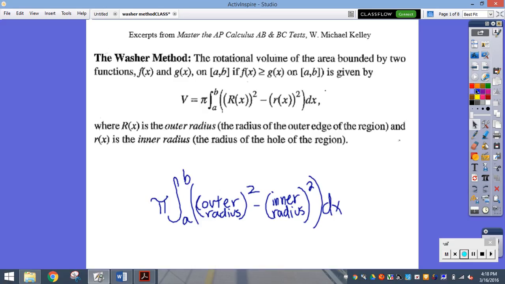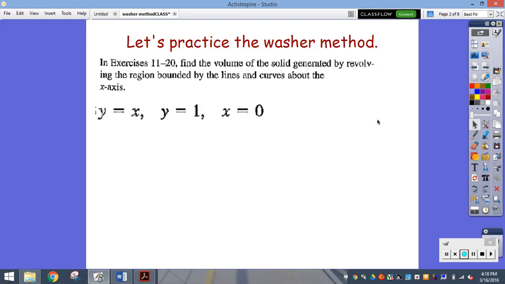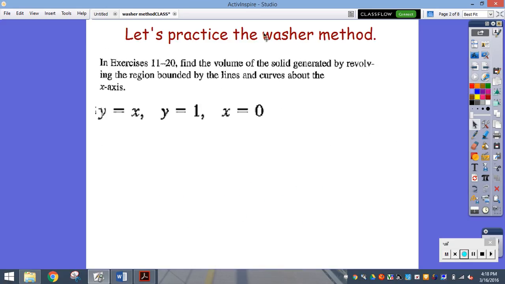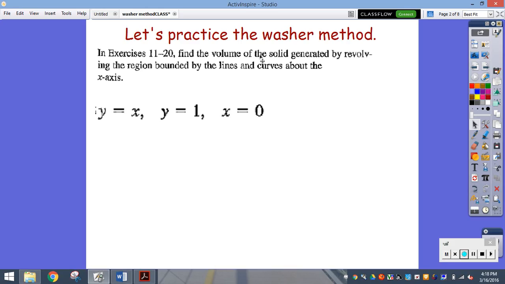And so what this would look like in the context of a problem is if I had something like this. It says find the volume of the solid generated by revolving the region bounded by the lines and curves about the x-axis. And so we have y equals x, y equals 1, and x equals 0. So I'm going to graph y equals x.